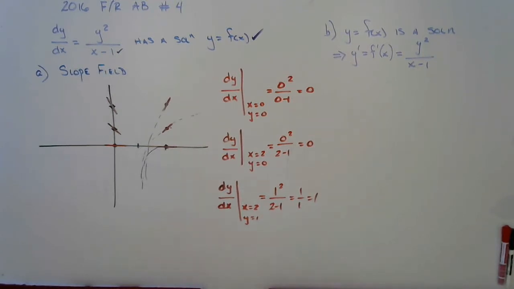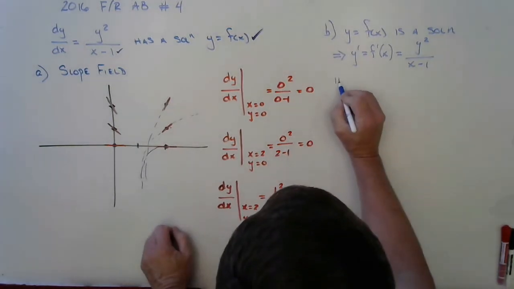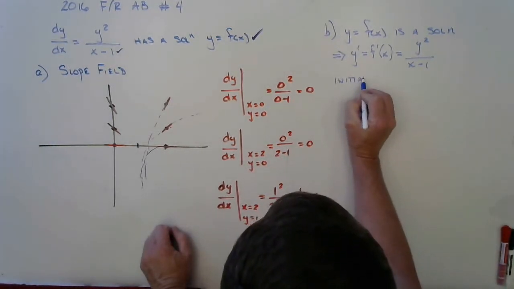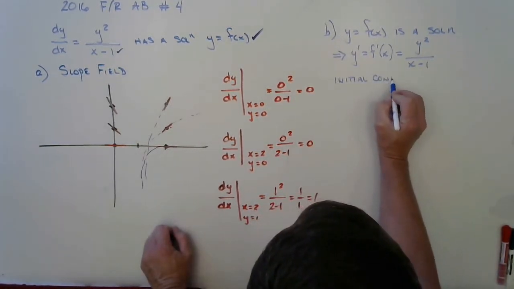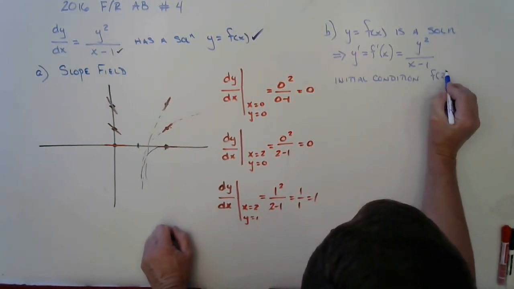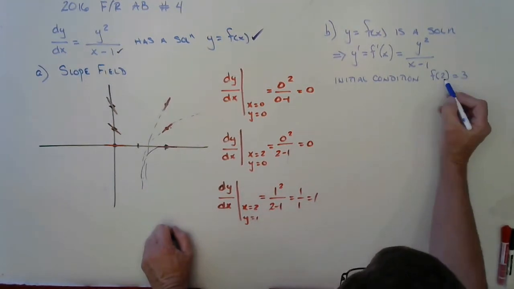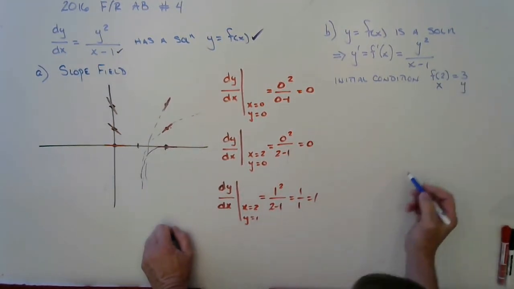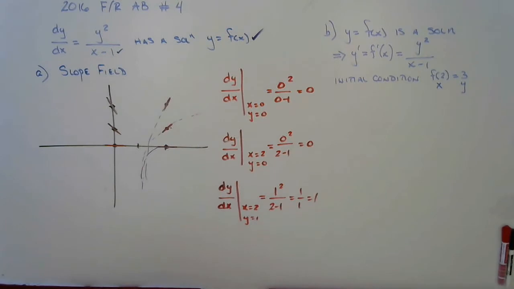Now, I don't know what this function is. I have no idea what it is. But it says it has an initial condition 2, 3. So it gives us what's called an initial condition. F of 2 equals 3. Now remember, that's x, that's y. So what does that mean? It means our solution goes through the point x is 2, y is 3.